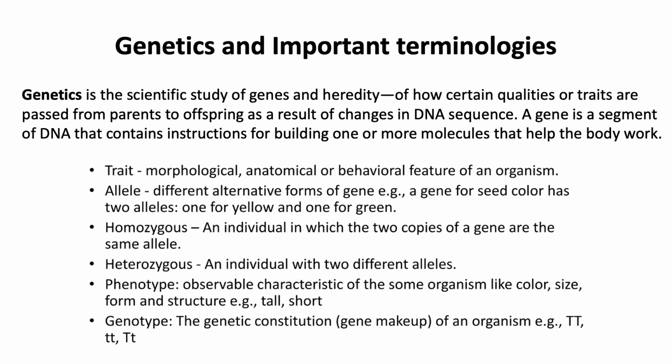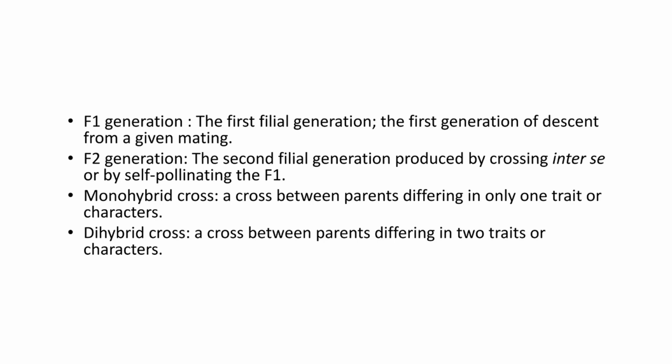So here are some more terminologies. So F1 generation is the first generation of offspring as a result of mating. And F2 generation is the second generation produced by crossing or by interbreeding within the F1 generation. And monohybrid cross is a cross or mating between two parents that differ only by one trait. And dihybrid cross is when two traits differ between the parents. So let's look further to understand these terminologies better with examples.